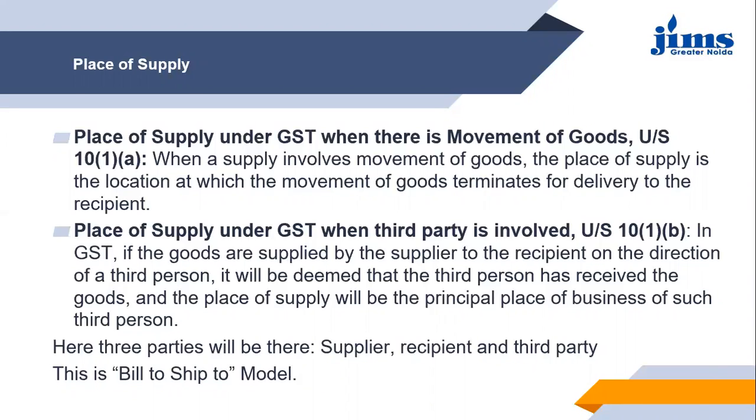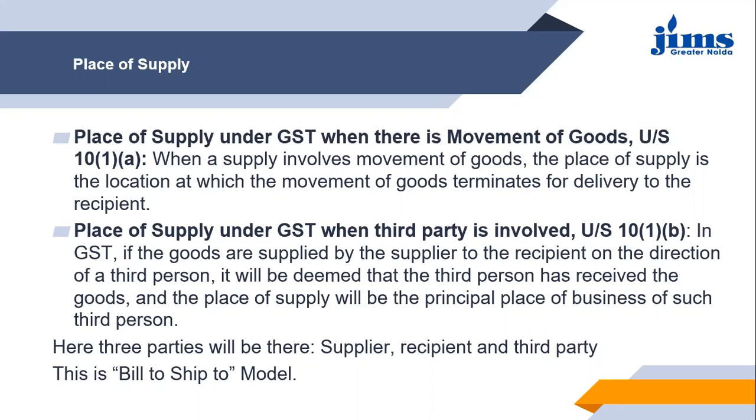So, suppose the person in Delhi is the third person here, it will be deemed that the third person has received the goods. So, what we have to do, we have to assume under this situation that the third person has received the goods, and the place of supply will be the principal place of business of such third person. So whatever is the registered place of business for that third person will be considered as the place of supply, though the goods have been received by any other person at some other location.